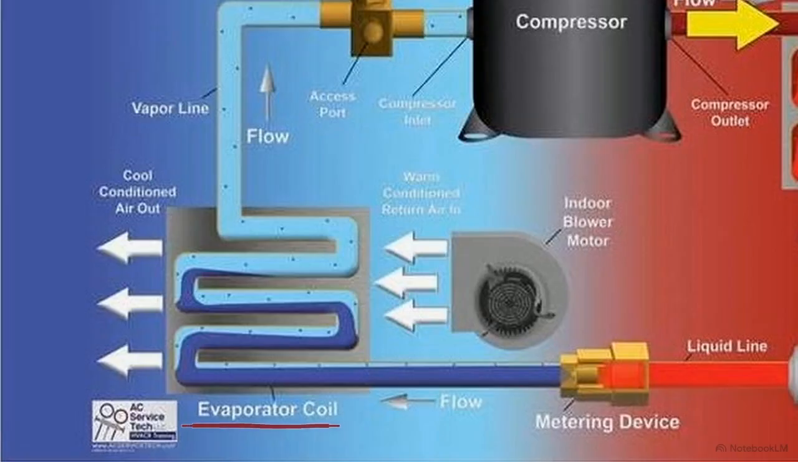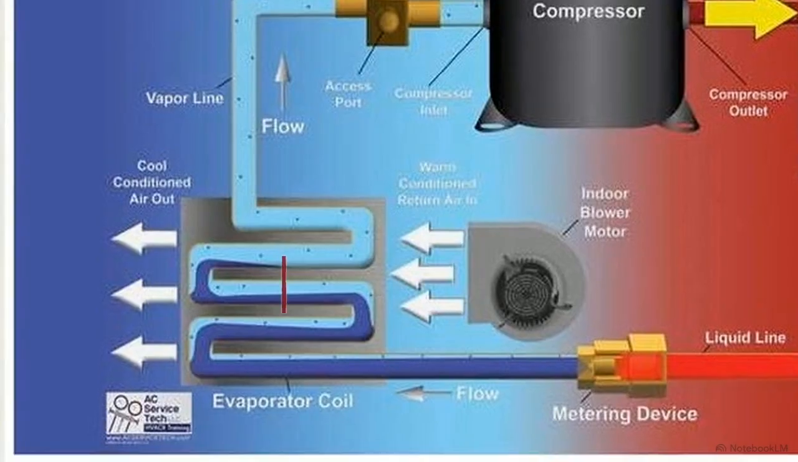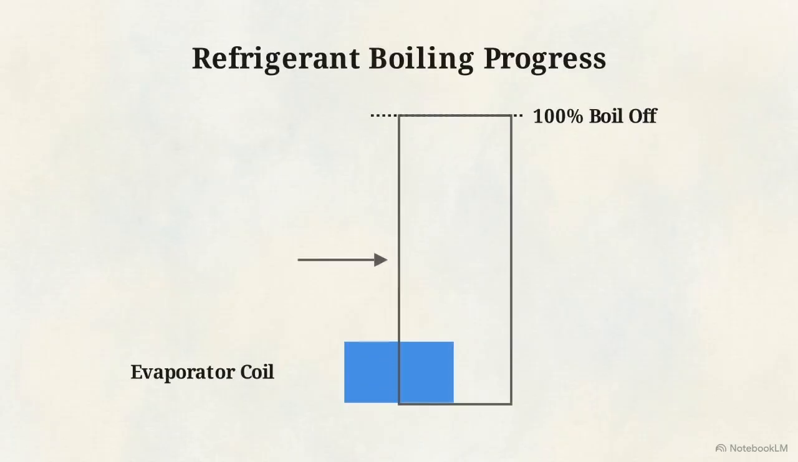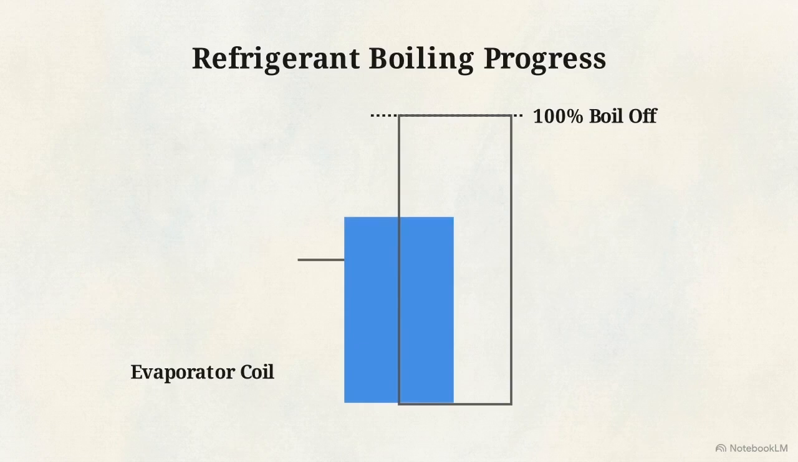To find the source of that liquid, look upstream to the evaporator coil. This is where the refrigerant changes from a liquid back into a vapor. Inside, it is in a saturated state, a volatile transition zone where it actively boils, absorbing heat. A dangerous condition arises when the evaporator fails to absorb enough heat to boil off 100% of that liquid.